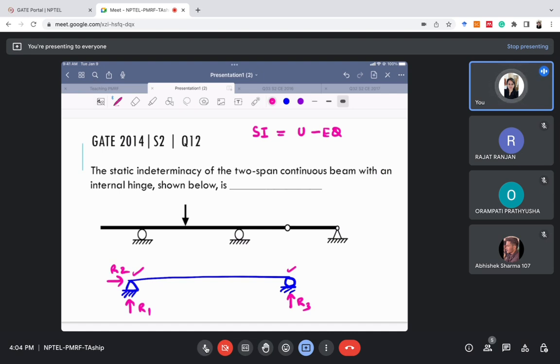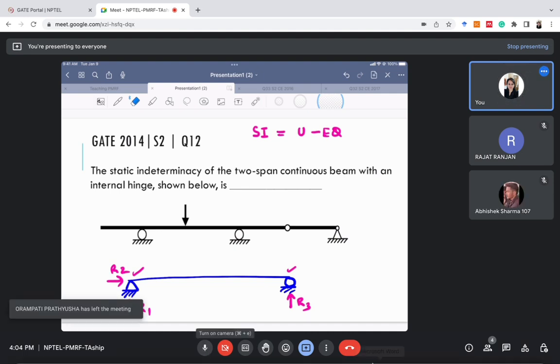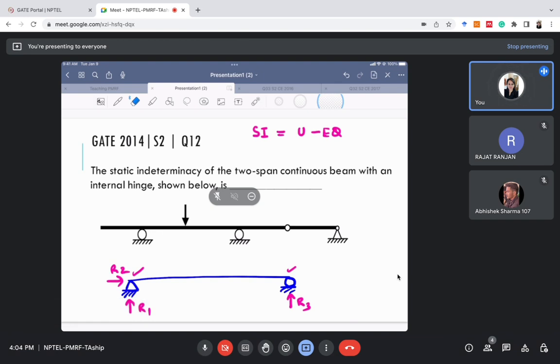And how many equations of equilibrium do we have? We have three equations of equilibrium. So if we find the degree of static indeterminacy for a simply supported beam, it is 3 minus 3, that is unknowns minus equilibrium equations, equal to 0. So we know that this simply supported beam will be a determinate structure. So we know that, right?